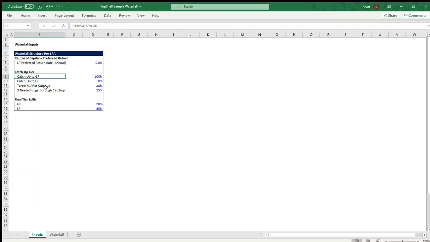After that, we have a catch-up tier, which goes 100% to the general partners and 0% to the limited partners until the GP has received a certain percentage of fund profits. Right now, it's set to 20%. Any dollars after that tier flow through to this final tier, in which the GP gets 20% and the LP gets 80%. The purpose of a waterfall structure like this is really to make sure that the GP gets a certain cut of profits if there's enough dollars to flow through to this final tier. So no matter how much money this fund makes, the GP gets at maximum 20% of the profits.